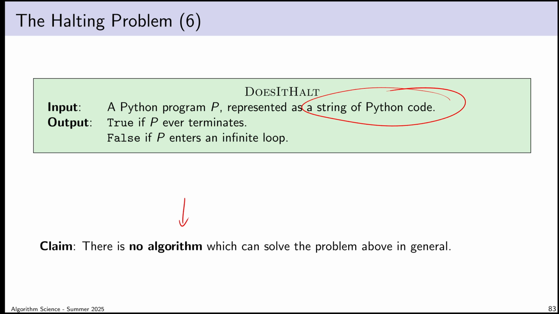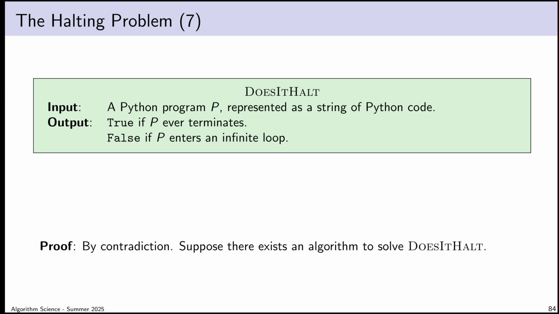And I want to write a proof of that fact. The proof is by contradiction. Suppose that there does exist an algorithm to solve the does-it-halt problem. Now what this means, because we know that Python is Turing complete, is that any algorithm that exists can be written in Python. Maybe it's cumbersome to do so, but it can be done.